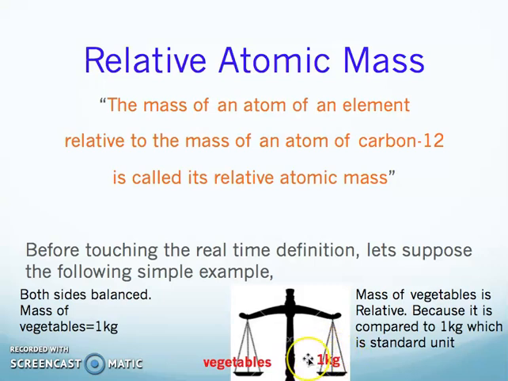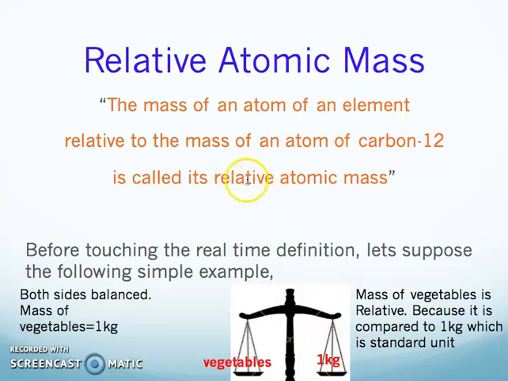By taking that example, I can say that both sides are balanced, so the mass of vegetables is equal to 1 kg. So the mass of vegetables is relative. Why? Because it is compared to 1 kg, which is a standard unit. The 1 kg stone we are taking as a standard is called a standard unit, while the thing we are going to weigh has a relative mass, relative to the 1 kg stone present on the other side.